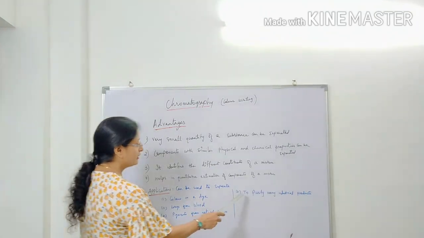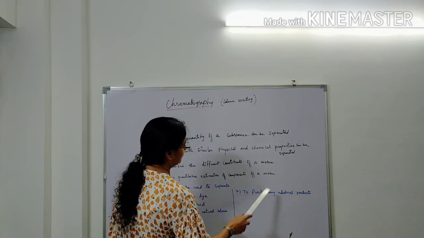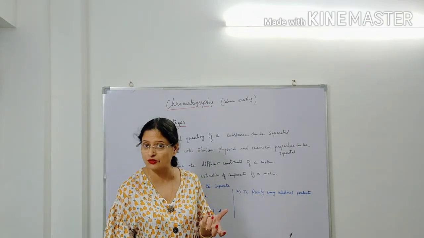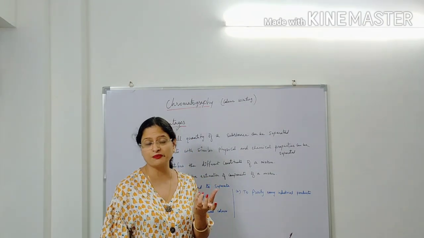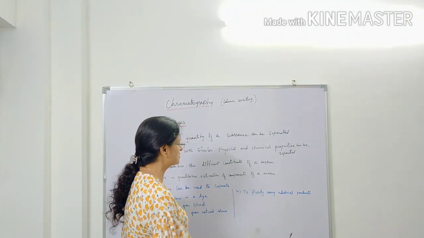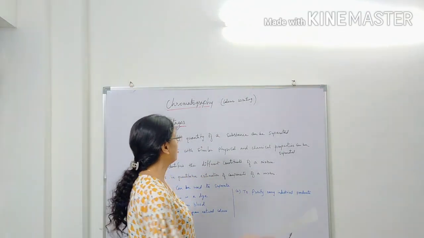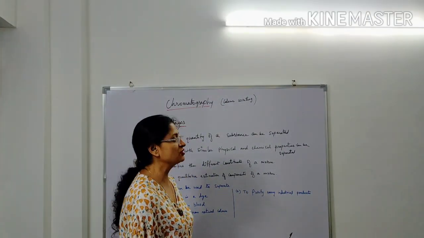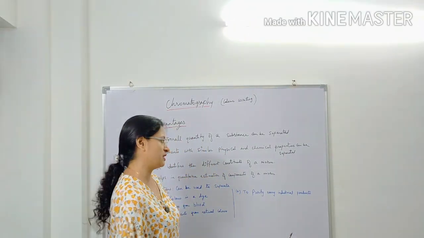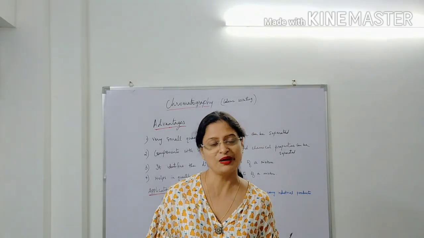The next application is to purify many industrial products. There are various industrial products, and if they are in very small quantity, or it is very difficult to separate them because they have similar physical and chemical properties, then those industrial products can also be separated by the use of chromatography. The various types of chromatography are gas chromatography, liquid column chromatography, and paper chromatography. So we complete this process of chromatography here, students.